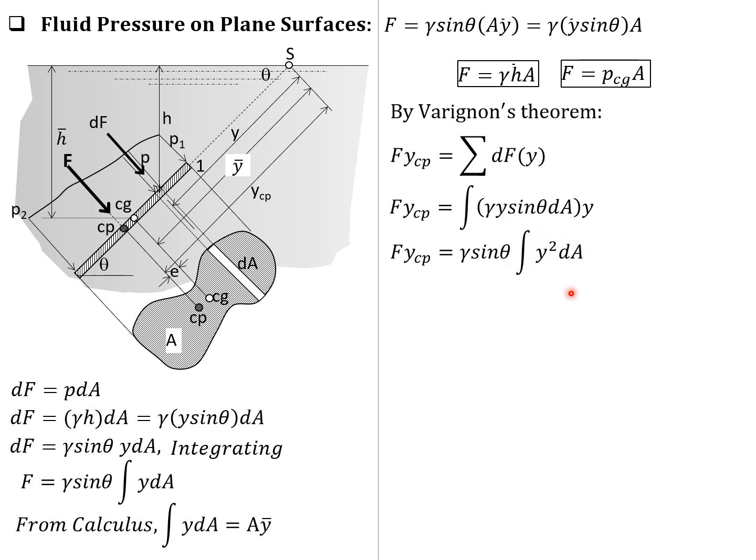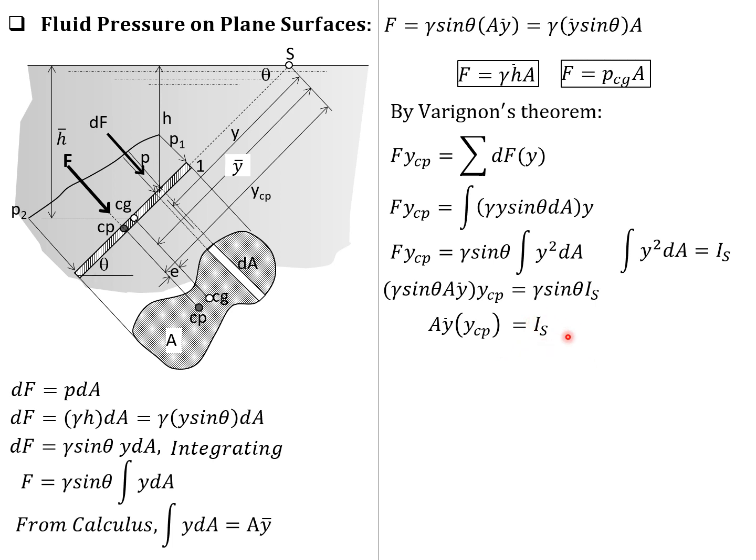Again, from integral calculus or from statics, this expression, integral of y squared dA, that is integral of constant distance y squared times dA, is the moment of inertia of this area about the line through point S. So integral of y squared dA is simply the moment of inertia of this area with respect to line S. So replacing F by gamma sine theta area ȳ times y sub Cp, we have gamma sine theta I sub S. Before that, we can cancel gamma sine theta. So area ȳ times y sub Cp equals I sub S.